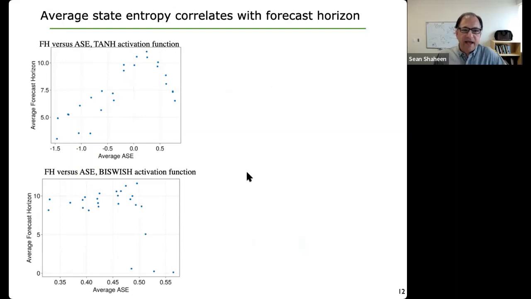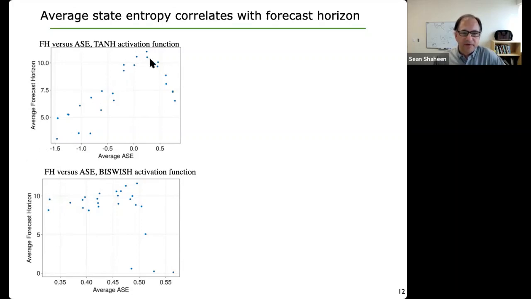But if you take the average value over a population of activation functions, so for instance, the hyperbolic tangent, where we are changing the shift to change that activation function, or with that bi-switch function, where we're changing the beta value, then you do see a pattern that emerges, a correlation that emerges. And what you see is that for very low entropy, the forecast horizon goes to zero.